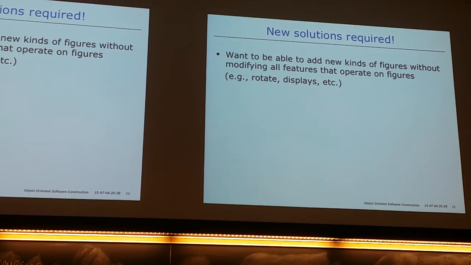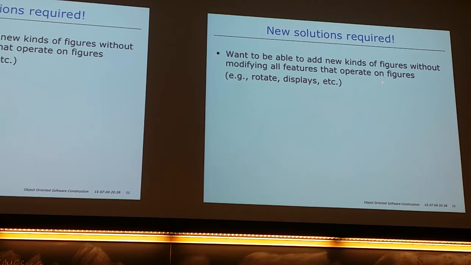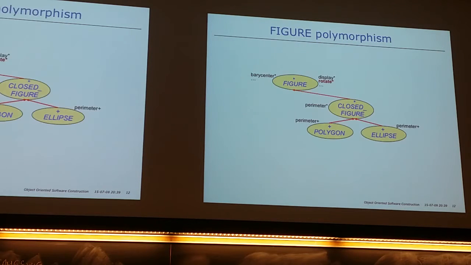So we do need a new solution there, rather than saying array of any. But how do we do that? We want to be able to add new kinds of figures without modifying all the features that operate on the figures. So how do we do that? The solution will be exactly polymorphism and dynamic binding. In some way, this idea is really not new because we learned that from the Java course. So that part is really consistent with Java.